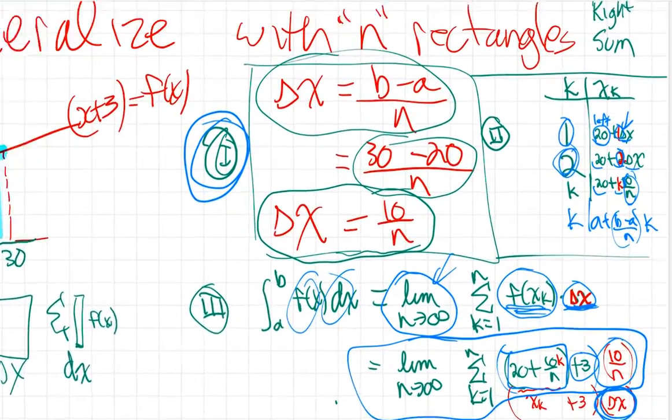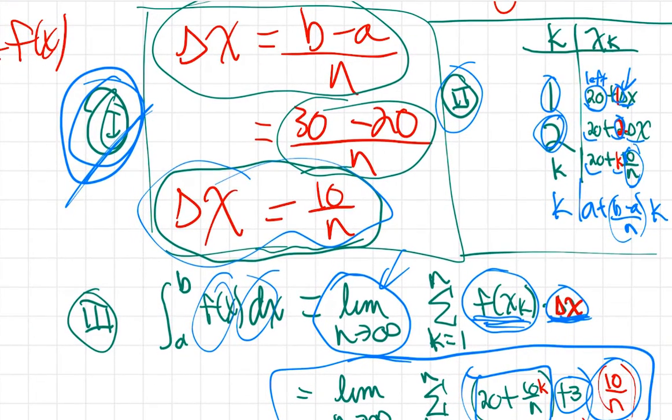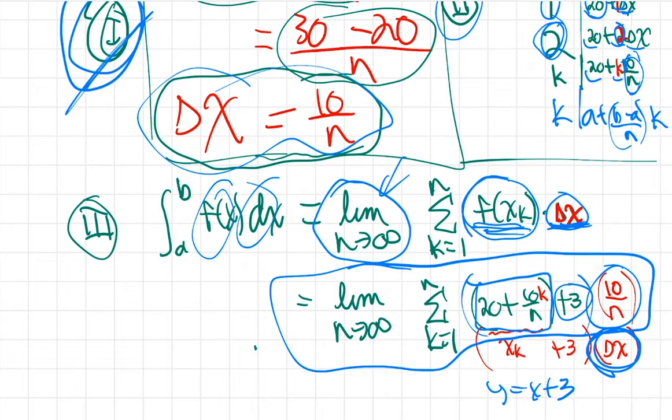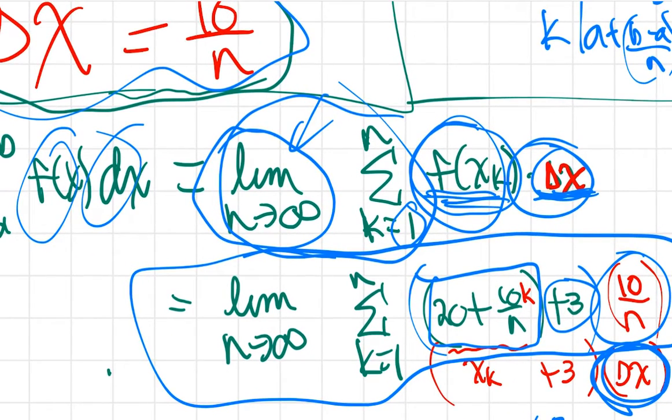Okay, so there are 3 steps to this. Same 3 steps every single time. The first step, get delta x in terms of n. The second step, get an equation for xk, the x value where you're determining the y value. The third step is just to do the y value times delta x, with all this notation, which doesn't change. By the way, if you want to do a left-sided, all you do is let k equal 0.